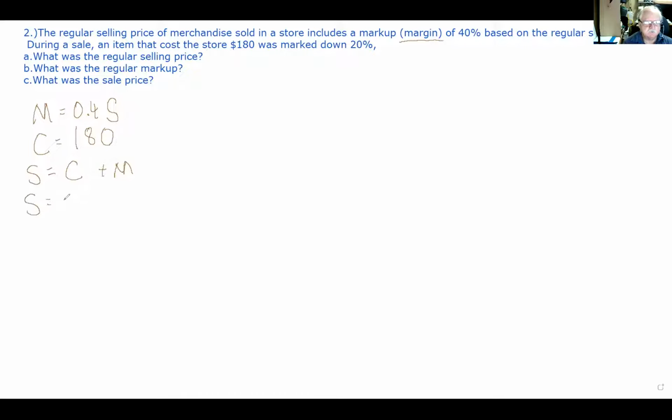And we're going to plug in what we know, just like we did in the last question. S equals 180 plus 0.4 S. So now this 0.4 has to leap over. S minus 0.4 S equals 180.